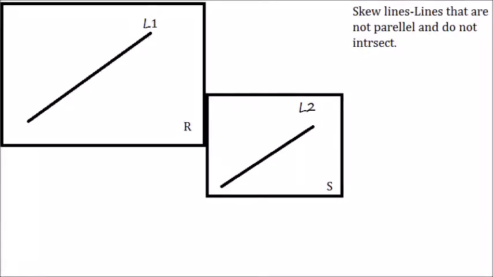Skew lines are a special case. These lines do not intersect, but they're not parallel because they're not coplanar. Keep in mind, look how line 1 is in plane R and line 2 is in plane S. That's a special difference in skew lines.